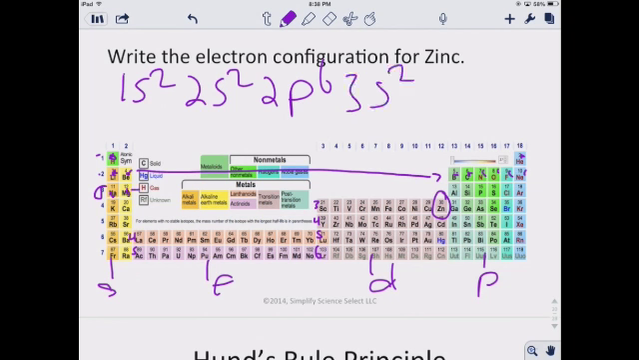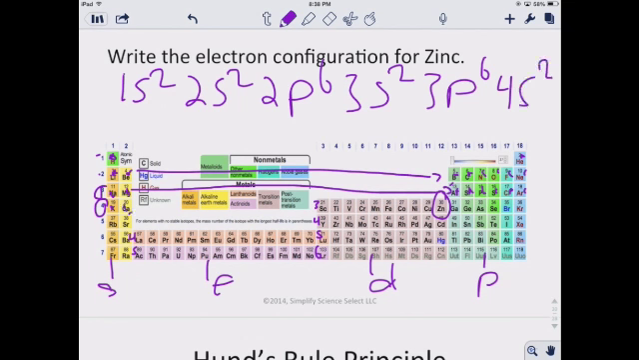3s2. Keep going because we're not to zinc yet. We're in P block now, and it's 3p, and we count 1, 2, 3, 4, 5, 6. So 3p6. Not there yet, almost. So we have 4, and then we have S block, 1, 2. So 4s2. And we got to keep going.